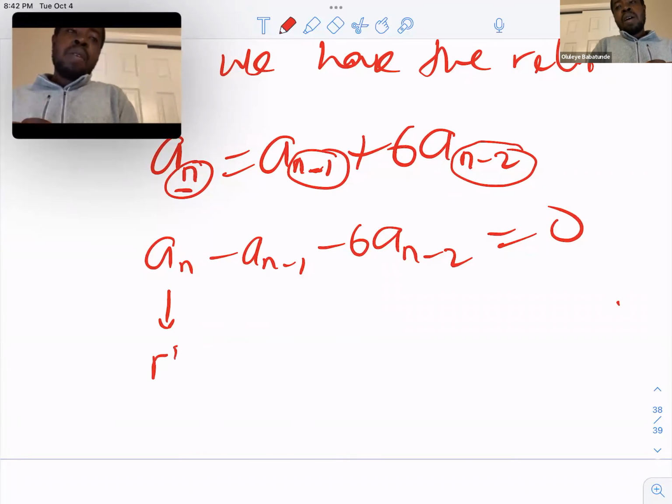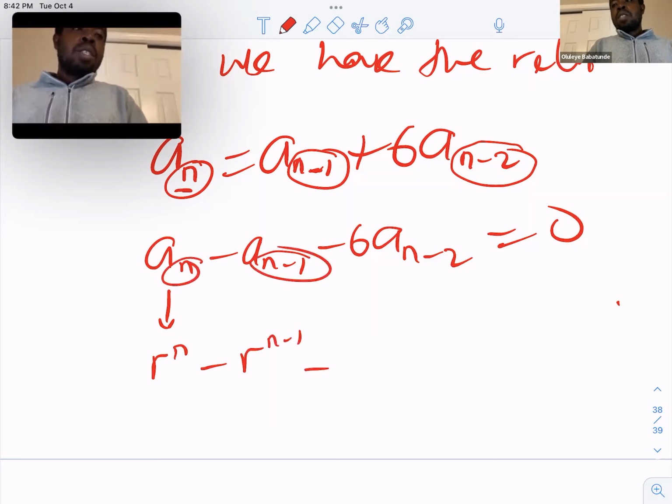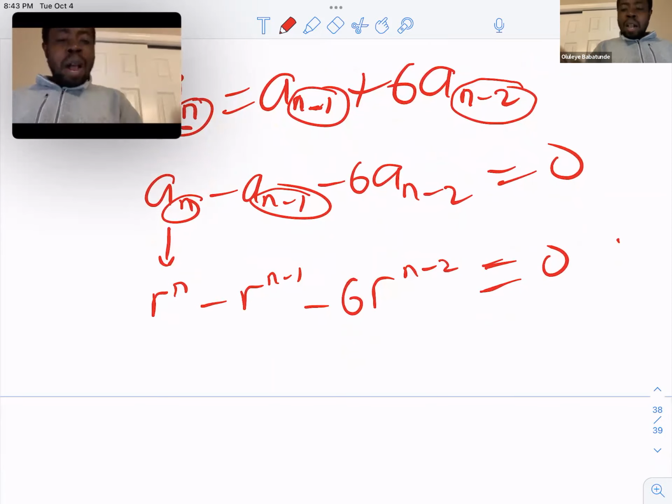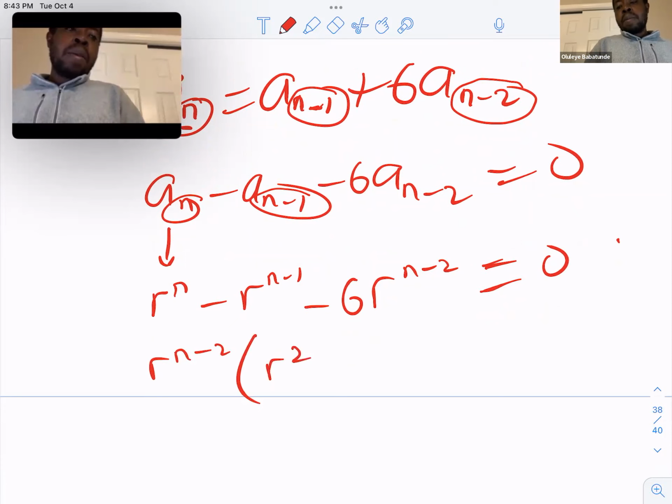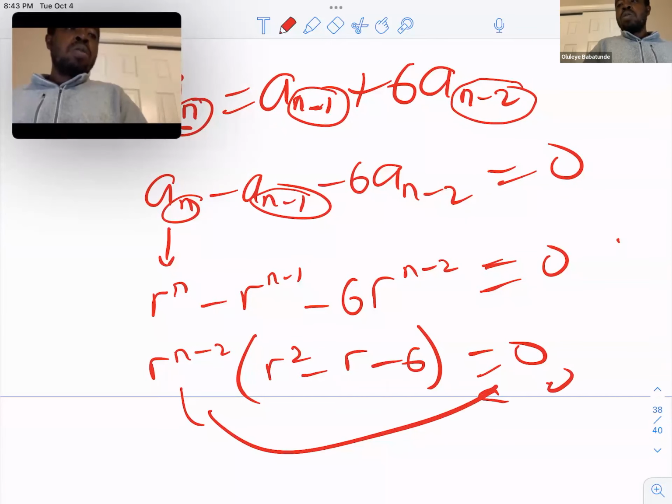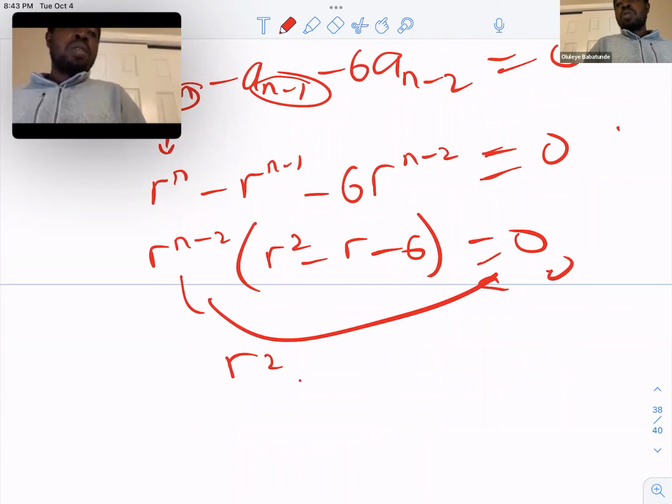Just write r raised to the power n minus r raised to the power n minus 1 because of this subscript. The minus, now we have 6 here, 6 r raised to the power n minus 2 equals 0. And you can factorize and bring your r^(n-2) out and get r squared minus r minus 6 equals 0. This one goes here to become 0. So I will finally have r squared minus r minus 6 equals 0.